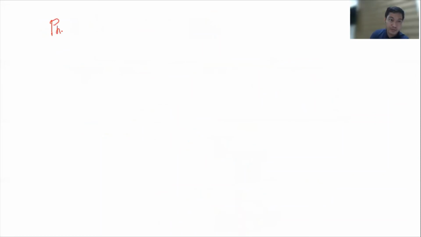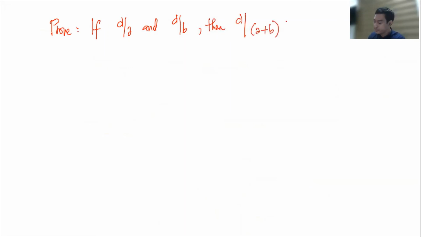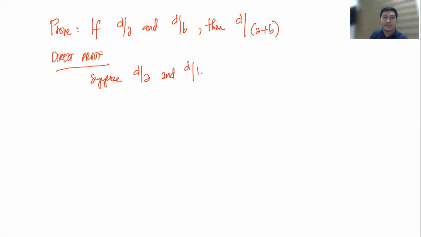So let's try to prove that if D divides A and D divides B, then D divides the sum of A plus B. Okay, this is it. Similar nature, I think we can make use of direct proof. Let's make use of definition. So suppose D divides A and D divides B.